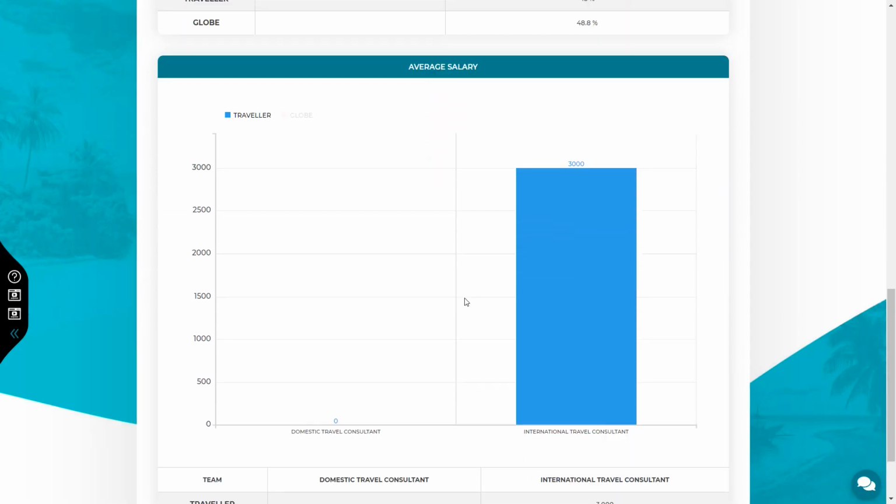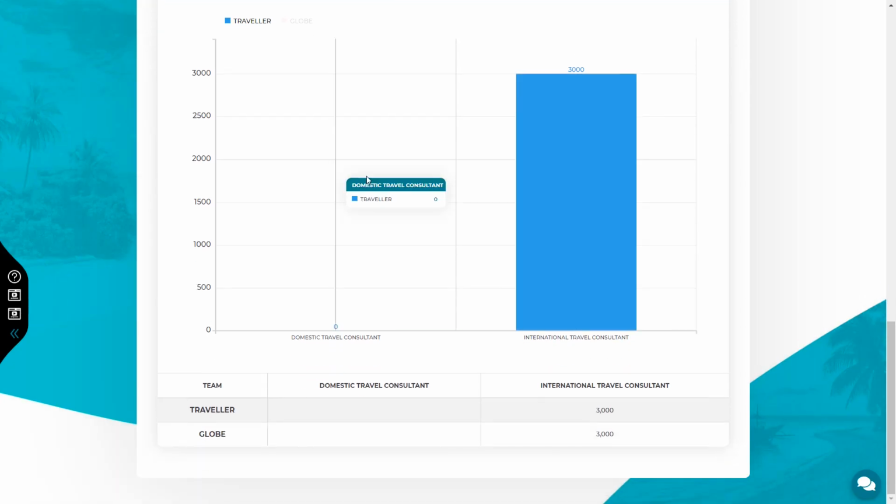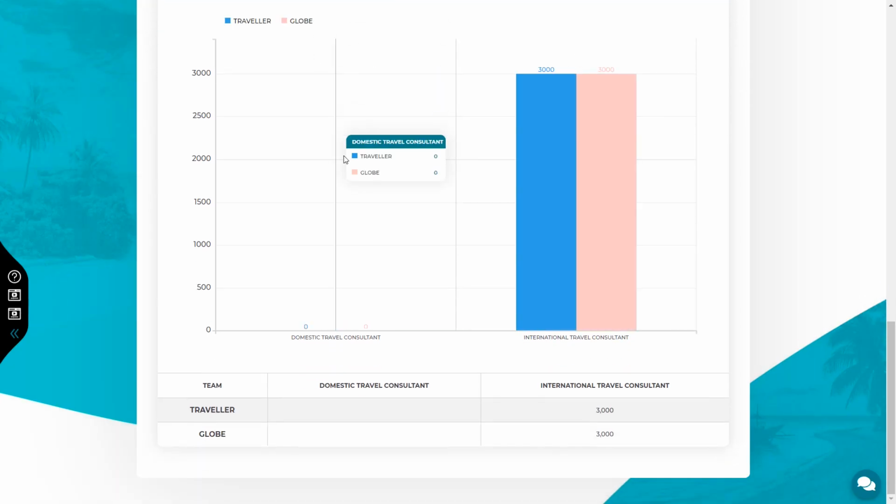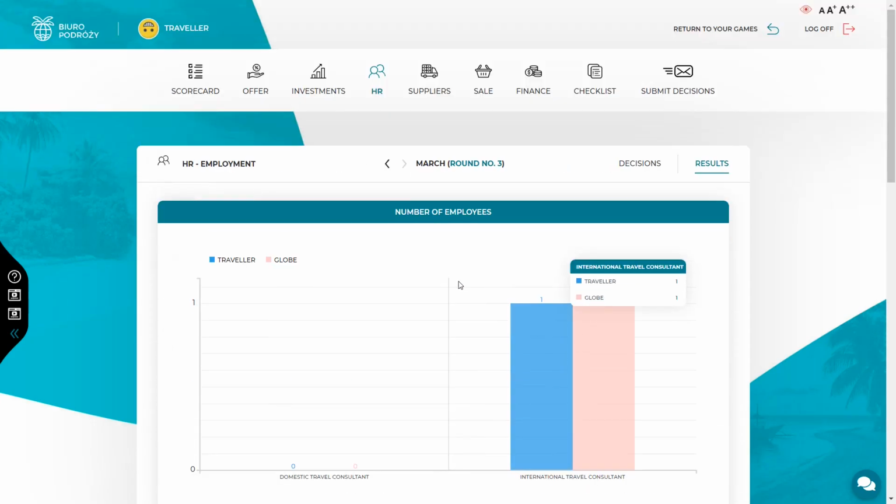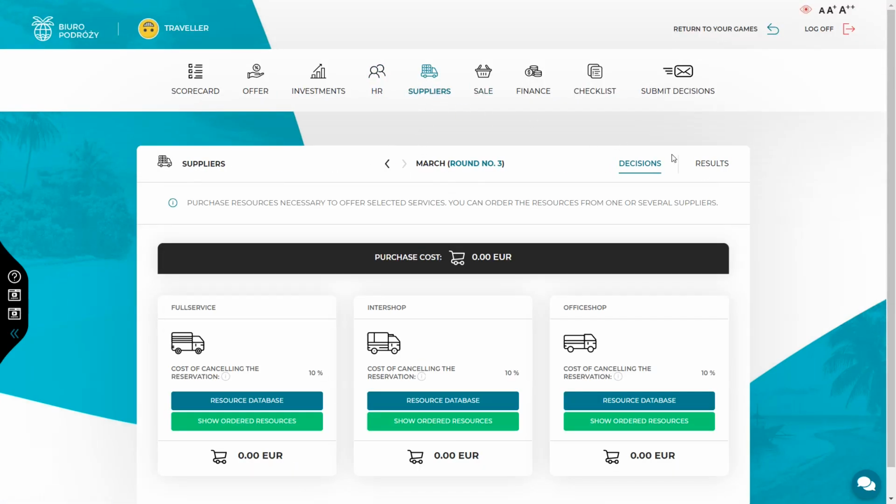The last chart shows the average salary of employees in the market. You can compare the salaries in your company with the competition. Remember that employees' salary affects their satisfaction level on the scorecard. Now let's go to the supplier stop results section.